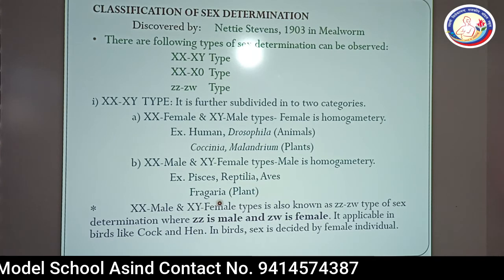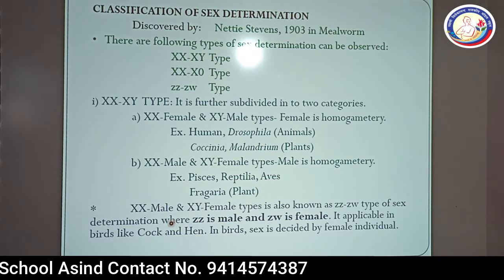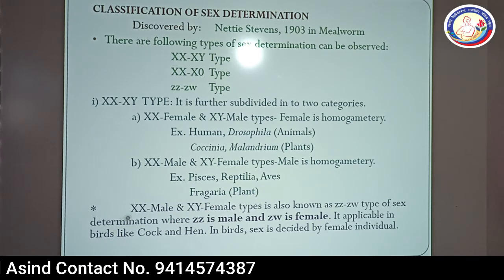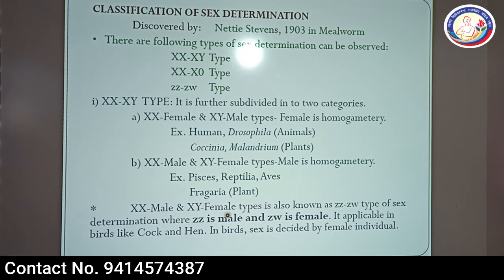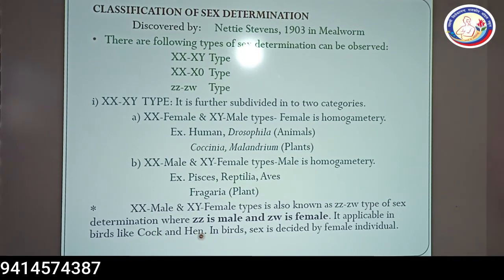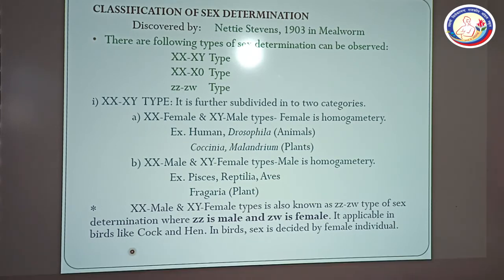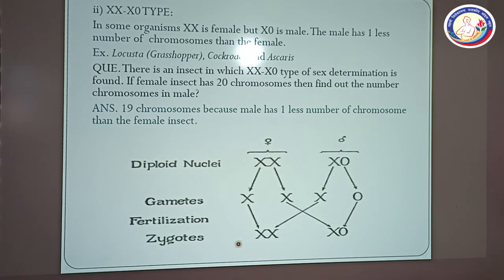Species are Reptilia, Aves, and Fragaria. Fragaria is an example of a plant. So the XX male and XY female type is also known as the ZZ-ZW type of sex determination, where ZZ is male and ZW is female. It is applicable in birds like cock and hen. In birds, sex is decided by the female individual. So basically when we talk about the cock and hen, the sex is decided by the female, not by the male.